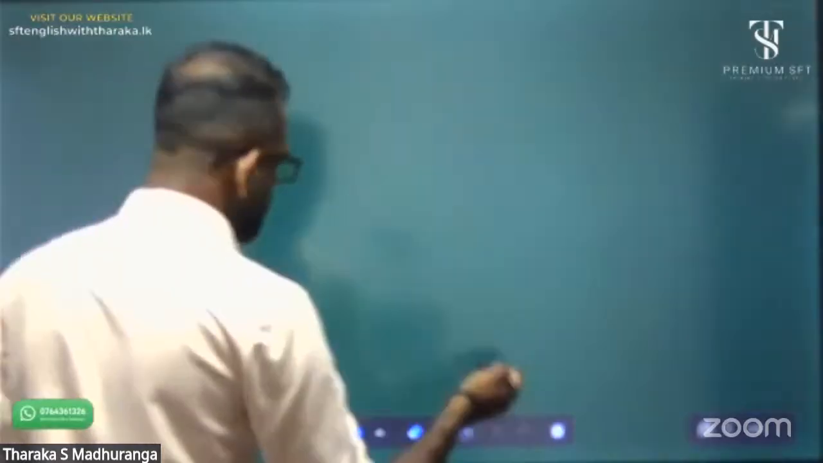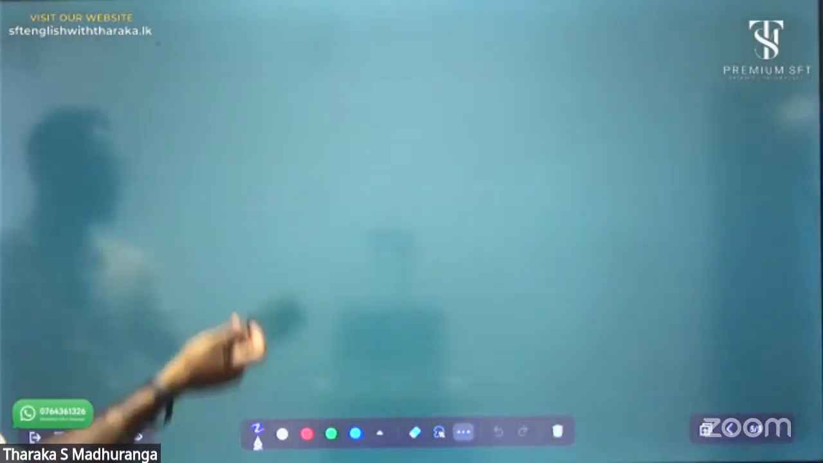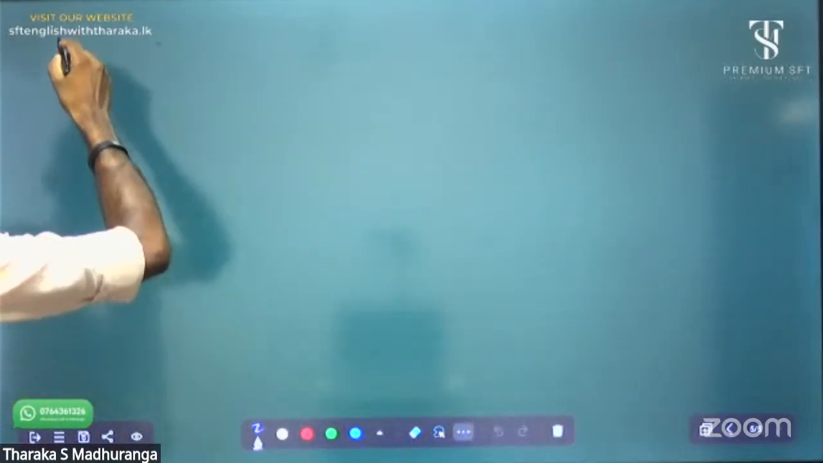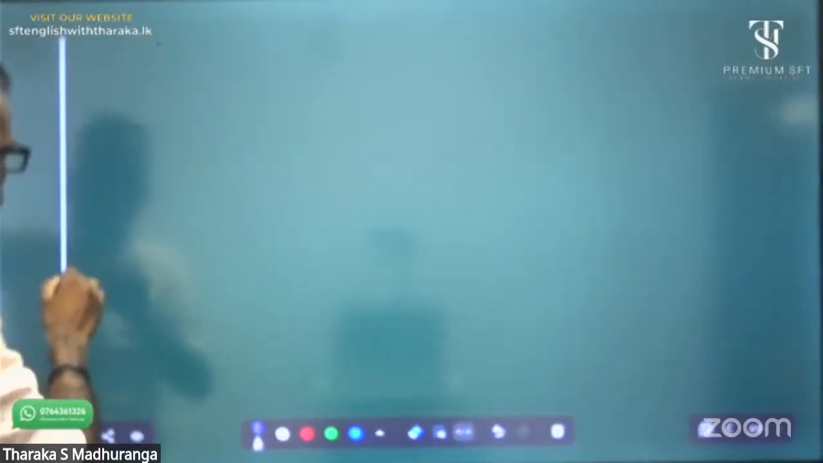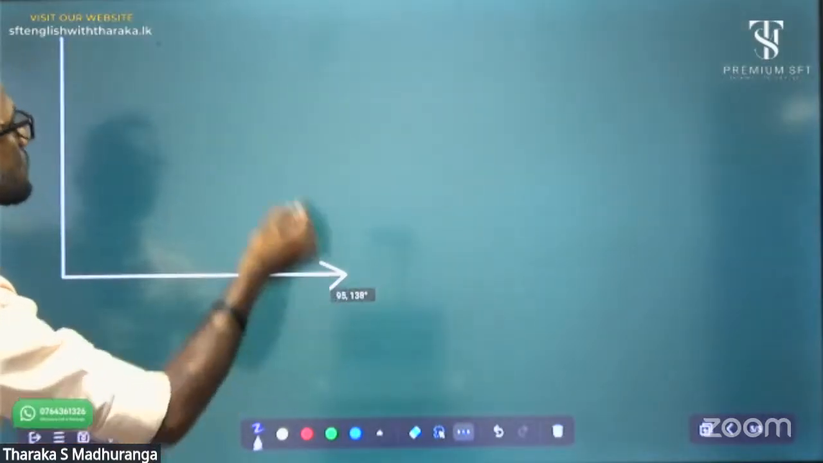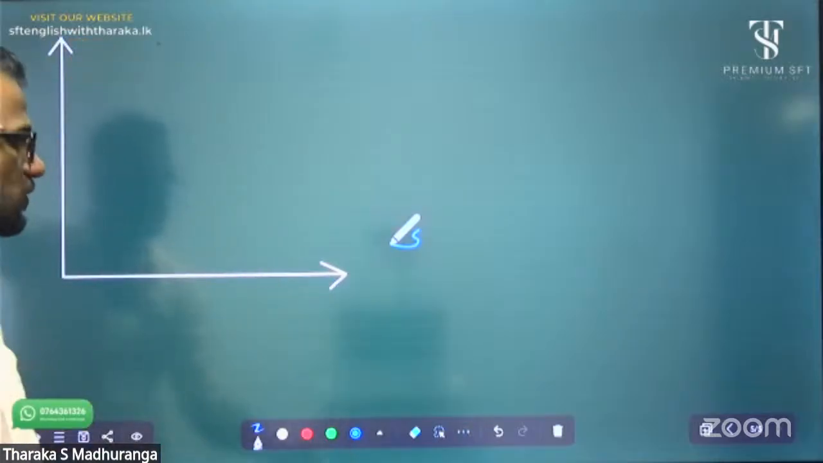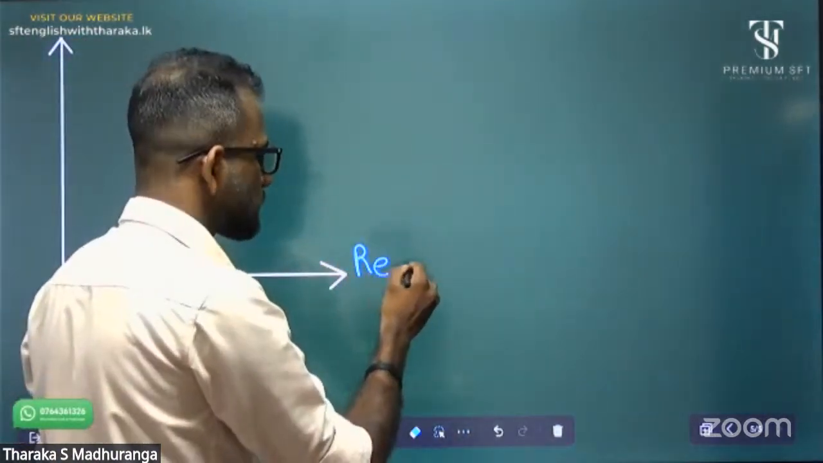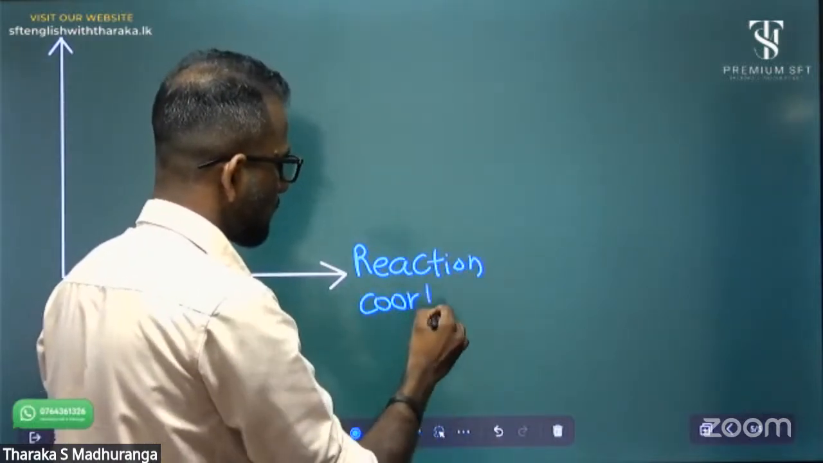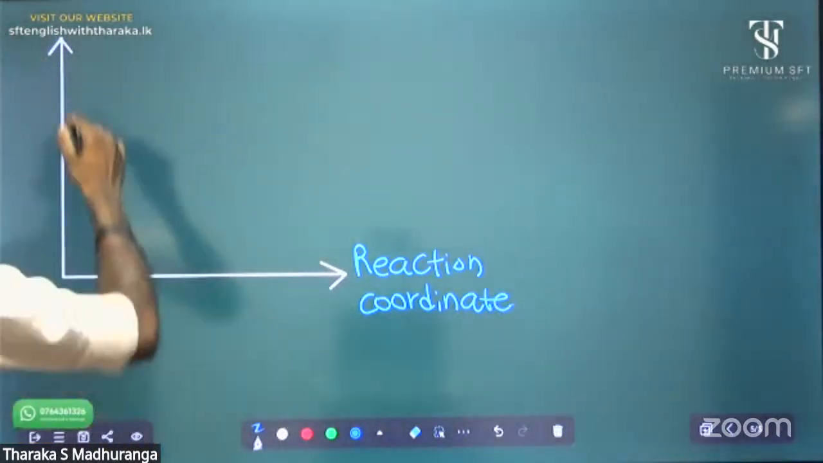Okay, the other thing, which is asked in the exam every time. In all past papers you can find this graph, right? Okay, if you got this, this is a reaction coordinate, or reaction progress. This is the energy.